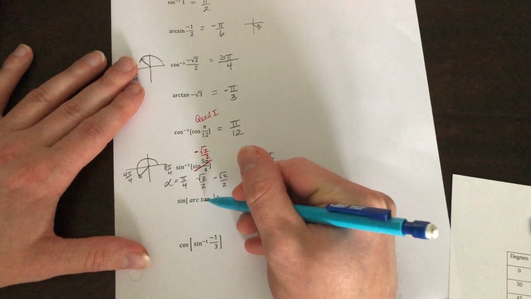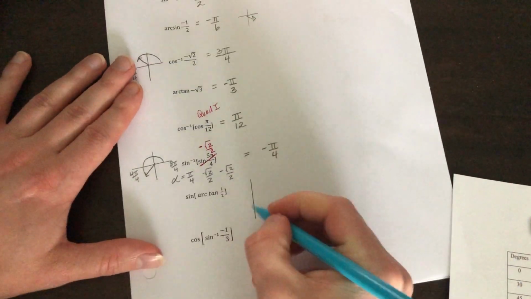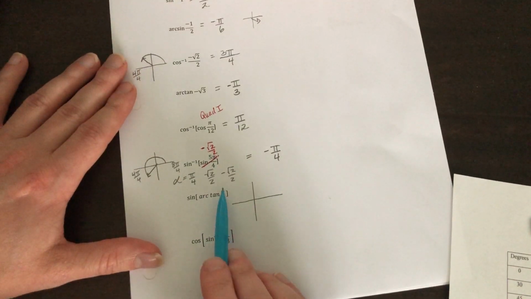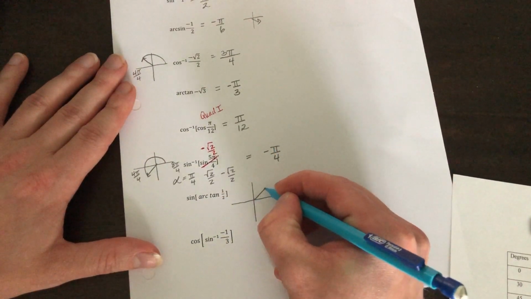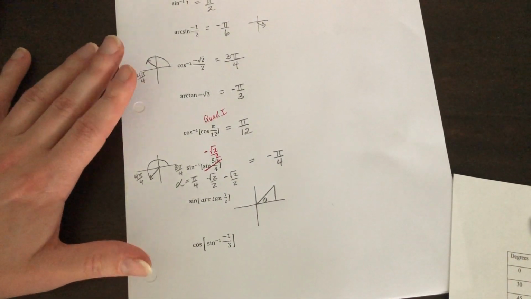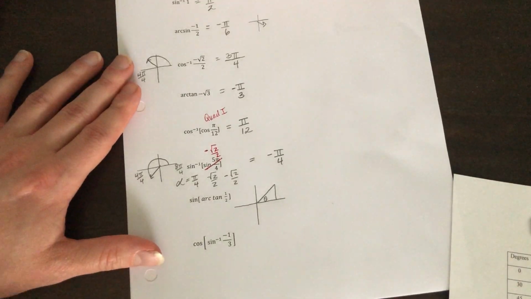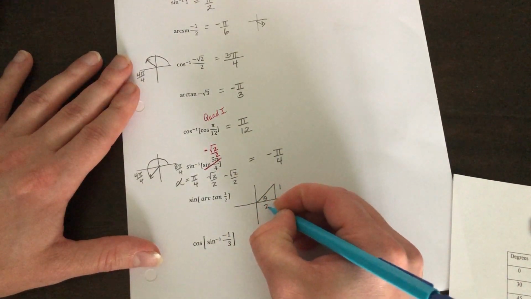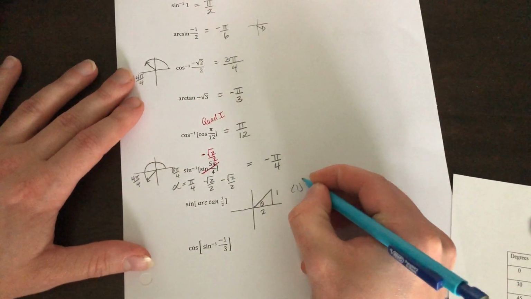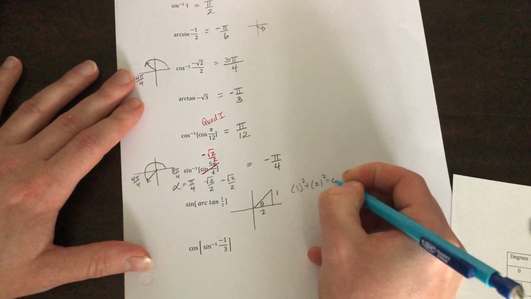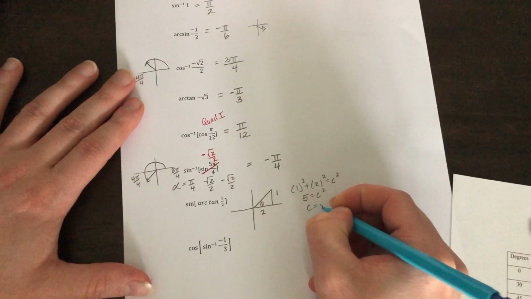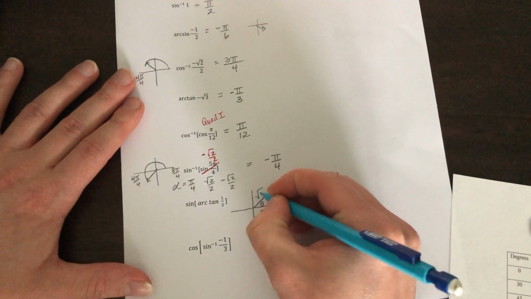So when we have inverse trig on the inside, we're going to draw a right triangle using our vector trig that we learned. Now, arc tangent is going to be positive, so we're going to draw it in quadrant 1. I'm going to draw a theta right there. Tangent is opposite over adjacent, so we're going to put a 1 here, a 2 here. Do a Pythagorean theorem. 1 squared plus 2 squared is equal to c squared. So we get 5 is equal to c squared, so c comes out to be square root of 5.